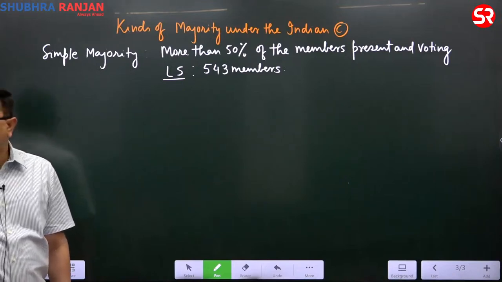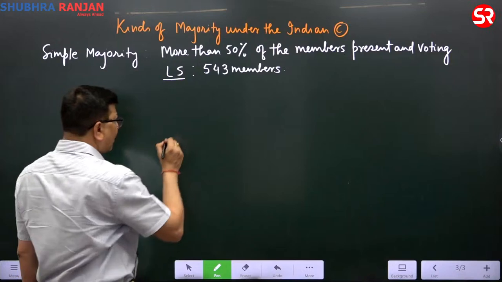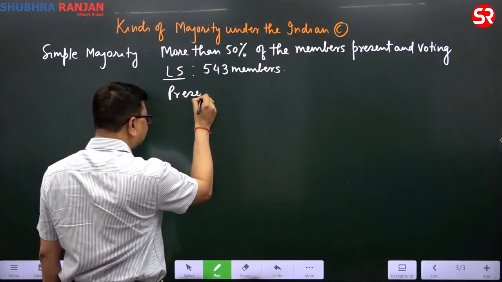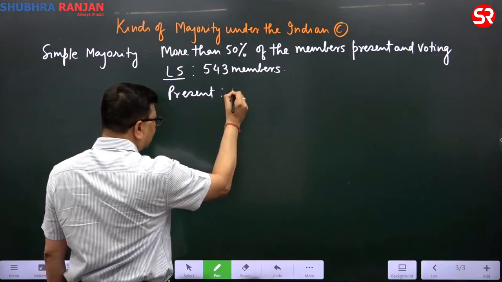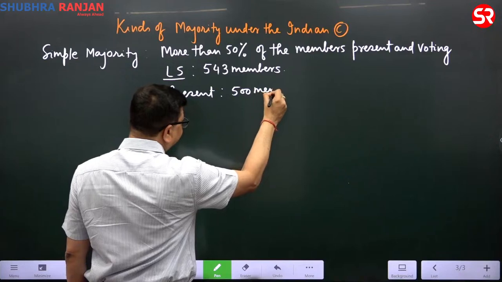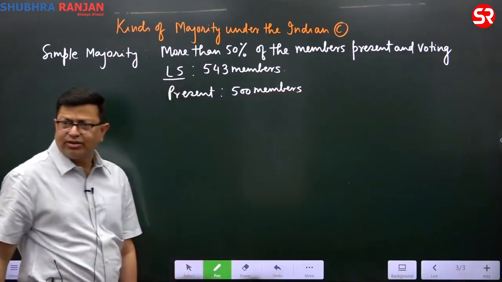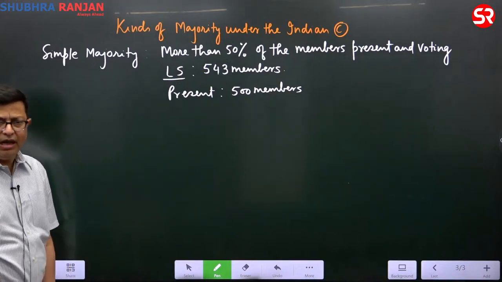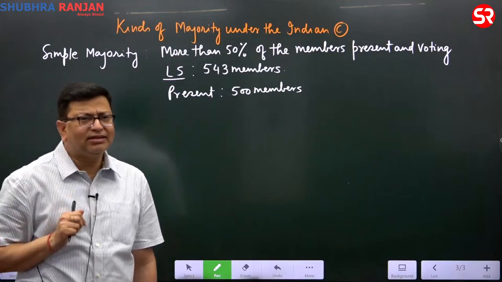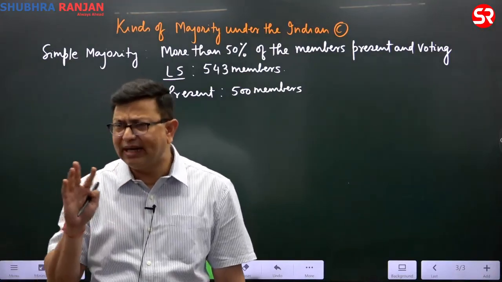All the members are not present daily. Suppose on a particular day 500 members are present in the house, and if the voting takes place, it is not necessary that all the members should vote.